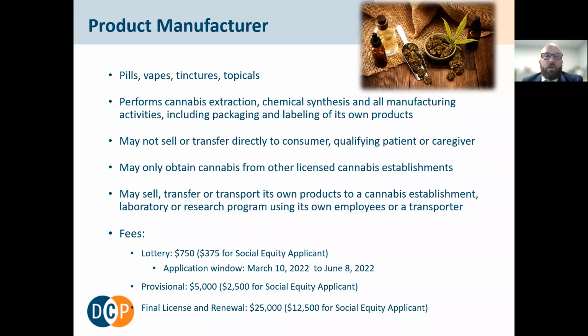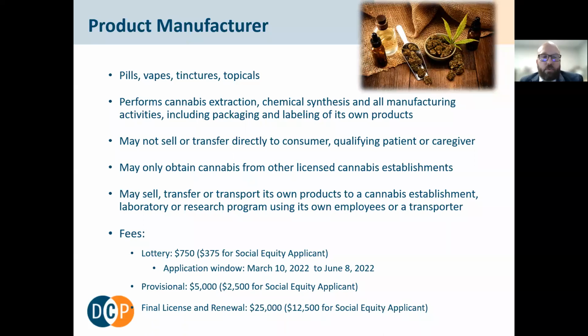A product manufacturer is slightly different from the food and beverage manufacturers. They can make pills, vapes, tinctures, and topicals. It's not limited to that, but those are just some of the examples. They can perform cannabis extraction, chemical synthesis, and all manufacturing activities, including packaging and labeling of its own product. They may not sell or transfer directly to consumers, qualifying patients, or caregivers. They may only obtain cannabis from other licensed cannabis establishments.